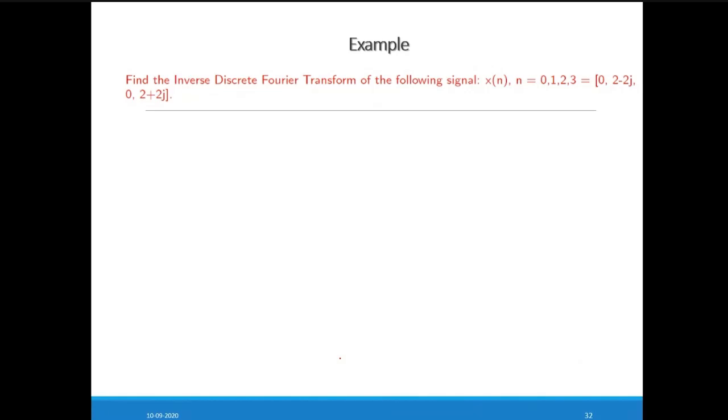Now write down the next example. In this example, we have to find the inverse discrete Fourier transform for the following signal. The signal is x of n, where n has values 0, 1, 2, 3, and the values are 0, 2 minus 2j, 0, 2 plus 2j. So we have to find the IDFT for the given sequence. Here we have to calculate x of n from the given x of k. So here the example is of IDFT. We have to solve this example with the help of the Twiddle factor matrix.